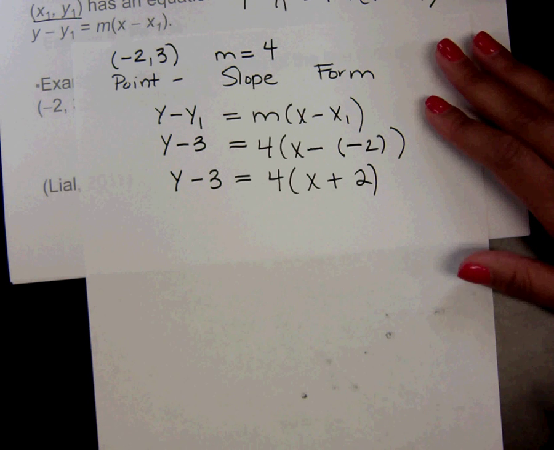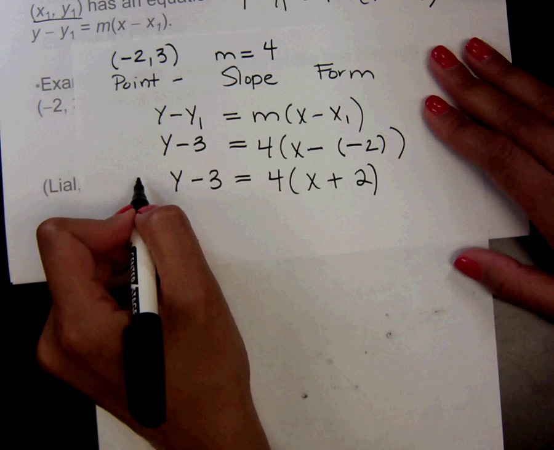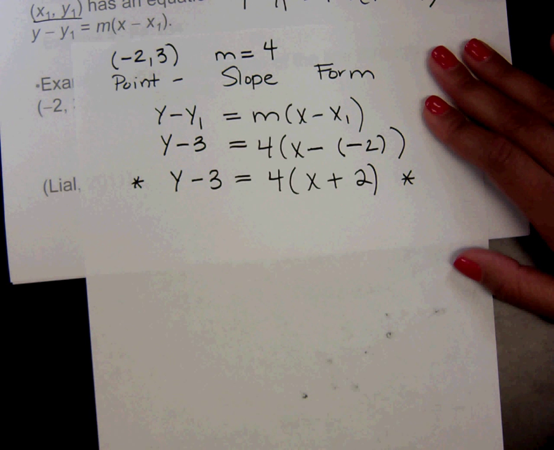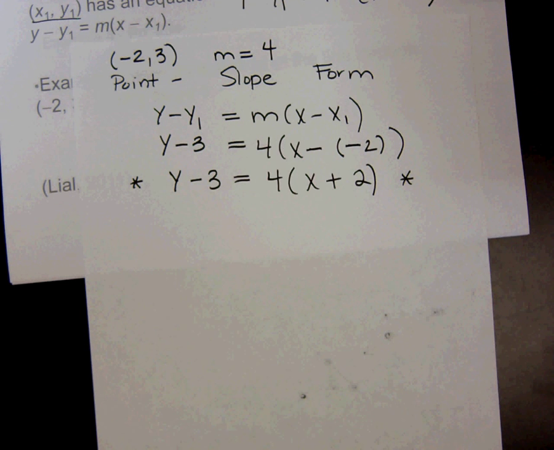Now, we're not going to leave it in this form. Very seldom will you be asked to leave it in point-slope form. So we're going to write this in slope-intercept form. Your final answer will most times be in one of two forms, either slope-intercept or what we're going to call standard, and we'll talk about that as well. So if I want to write this in slope-intercept form, Gita, what should be my first step?